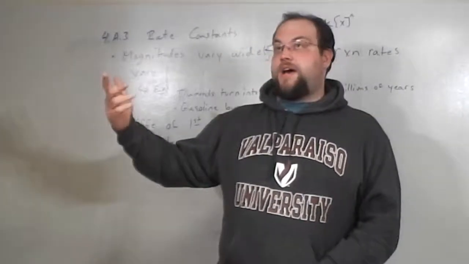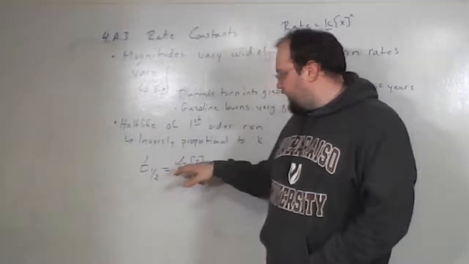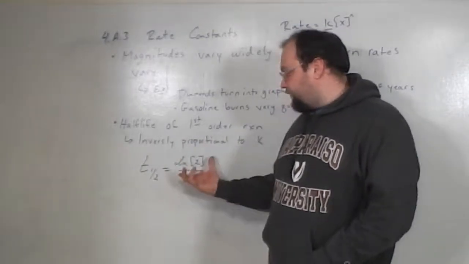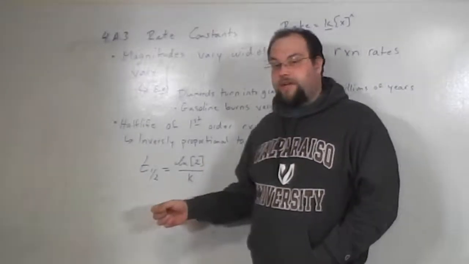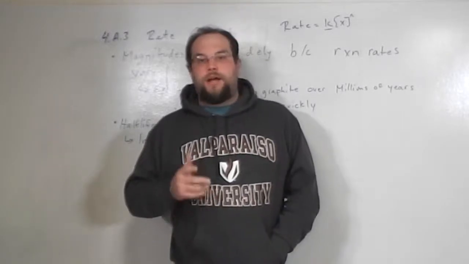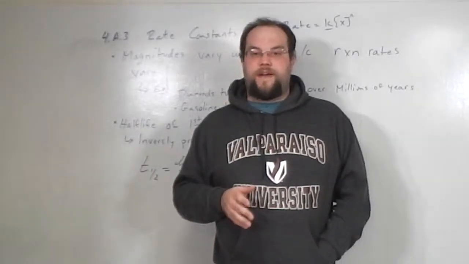It's like 0.693, maybe. Just the ln of 2 over your K value. So the half-life actually is just the ln of 2 over your K value. And the reason that's so interesting is that it's the only time your initial concentration doesn't affect it.